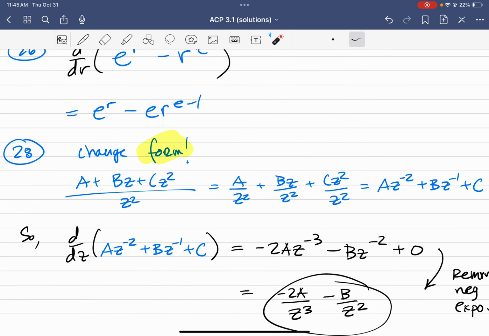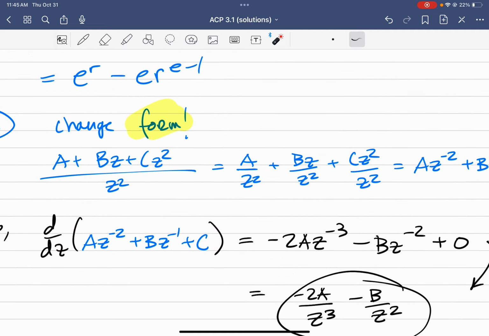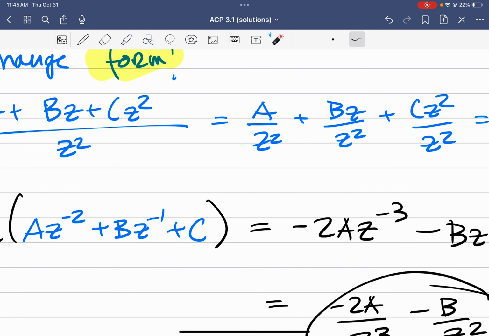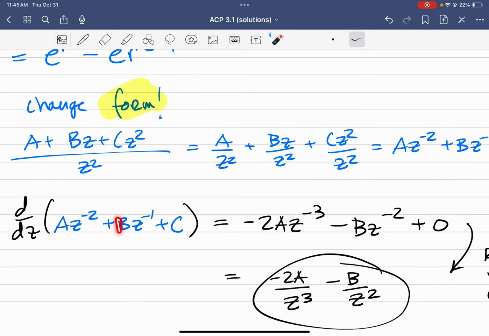So now I'm ready to take a derivative. So for this, again, a, b, and c are just constants. So I pull out this constant and take the derivative of this. Well, I get negative 2z to the negative third. If I pull out the constant b, and take the derivative of z to the negative 1, I get negative z to the negative second. And then the derivative of a constant is 0.